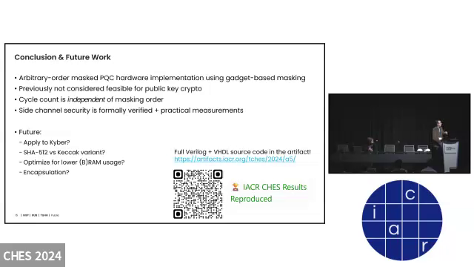So as a conclusion, we showed that an arbitrary order masked post-quantum hardware implementation using gadget-based masking is actually feasible, and as part of that, we created a high order, arbitrary order masked implementation, something which was simply not considered feasible before. Our cycle count, while admittedly relatively high, is independent of the masking order. Though, of course, as the orders go up, we do see that the frequency can decrease simply due to the increased routing complexity. That is something to keep an eye out for.